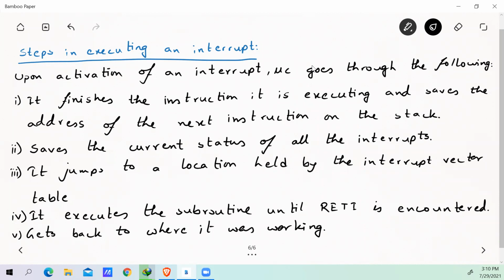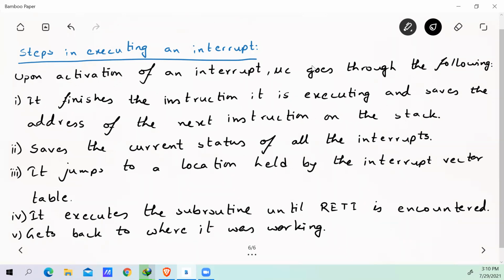Then it will jump to a location held by the interrupt vector table. I'll show what this table is. This table simply holds the address of the interrupts. Definitely in the memory location, there has to be some address where you store the instructions that will take place if a specific interrupt is invoked. So whenever an interrupt is invoked, based on that particular interrupt, your microcontroller will jump to a location held by the interrupt vector table. When I write the interrupt vector table, I believe it will be much clearer.